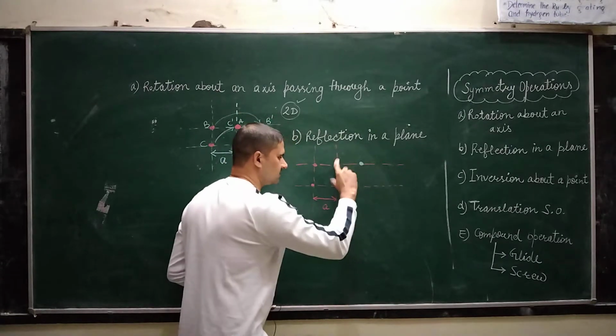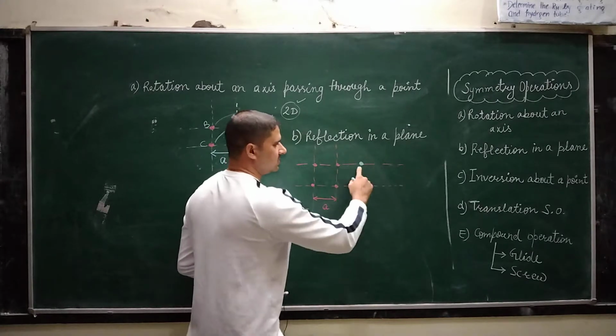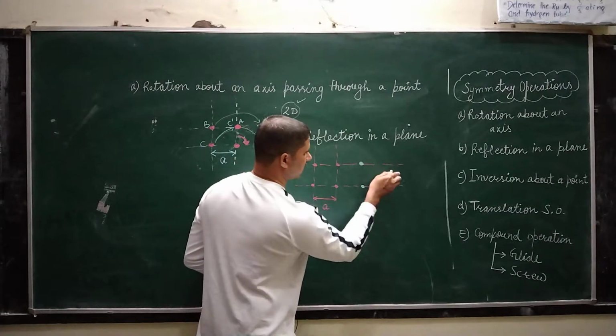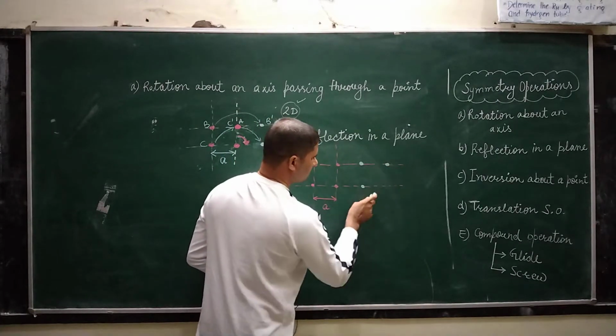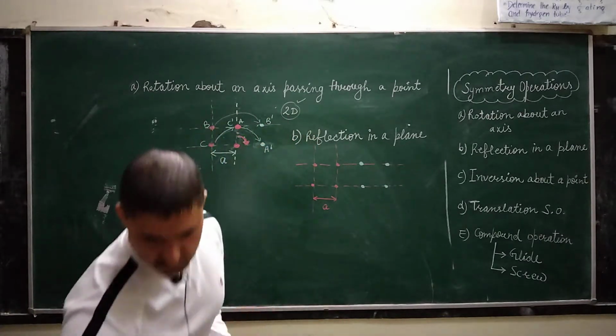So this distance is a, it is a, it is a. One particle is present here, and if you see along this direction, another particle will be at a distance a, and the next particle will be at a distance a. Okay class.